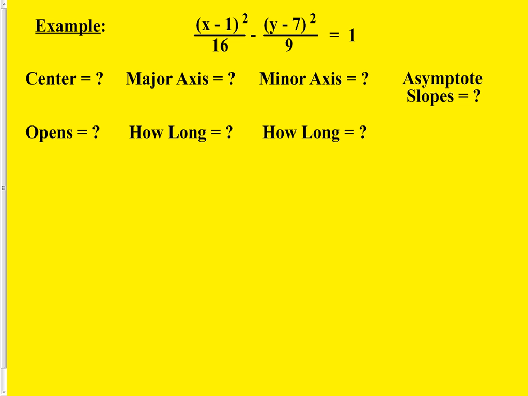And then we need to know the slopes of the asymptotes, because this is going to kind of be the final check and balance for graphing a hyperbola. And you'll see what I mean by that here in just a moment. Let's see if we can identify the values.